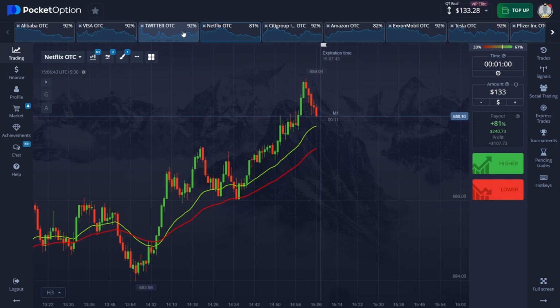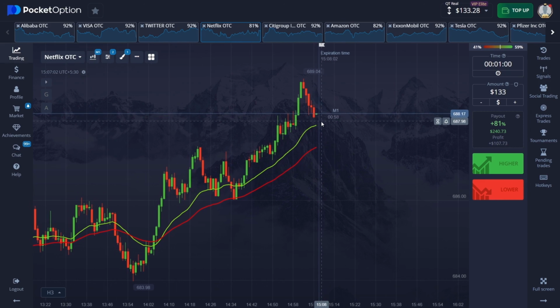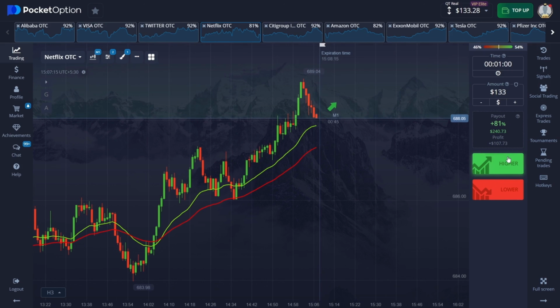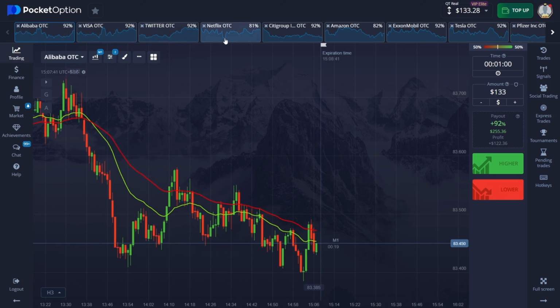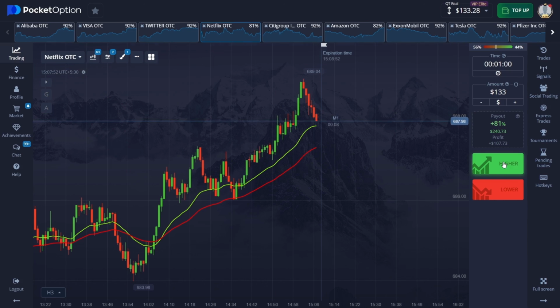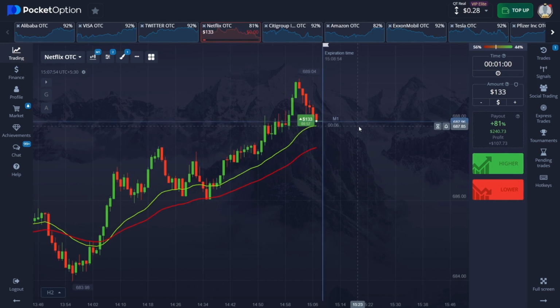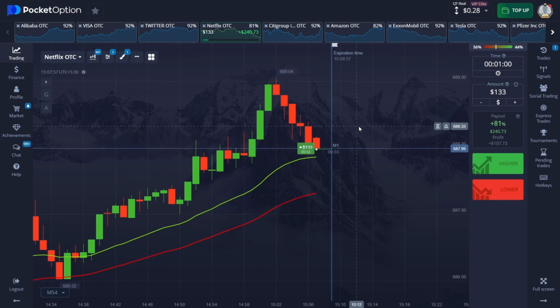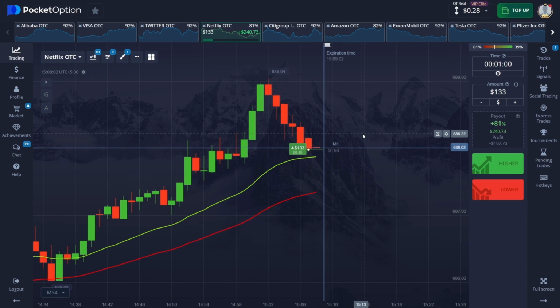This looks like a good trade with a solid uptrend and the candle coming back to the moving average. I expect it to take support from the moving average and continue the trend. I'm waiting for a good entry on Netflix OTC for an upward move. I'll place the trade for the upside move after this candle closes. Okay, I got a good entry for the upside move and placed a $133 trade on Netflix OTC. The candle closed at the entry point of my trade. We need this candle to be green to win the trade, and currently the trade is in our favor.